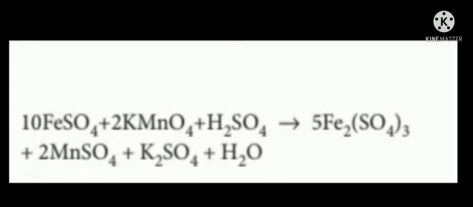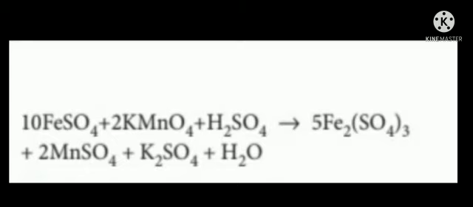On the reactant side, we have 10 Fe, which is present in FeSO4. On the product side, we have 2 Fe, which is present in Fe2(SO4)3. Therefore, the product side Fe is multiplied by 5.